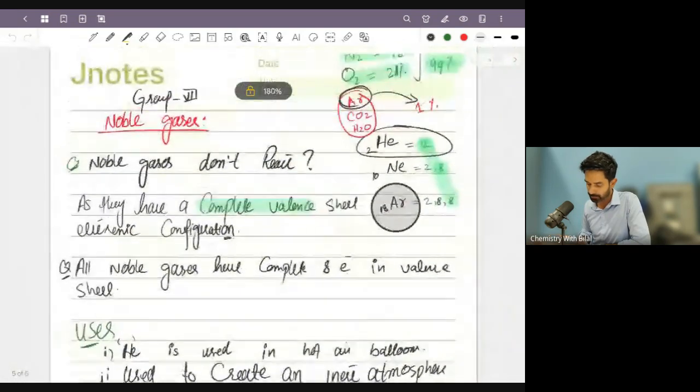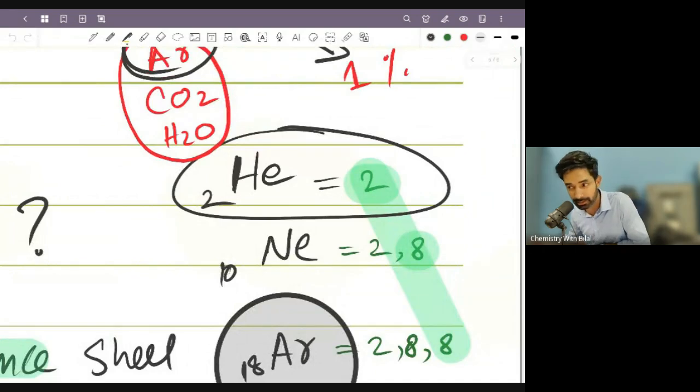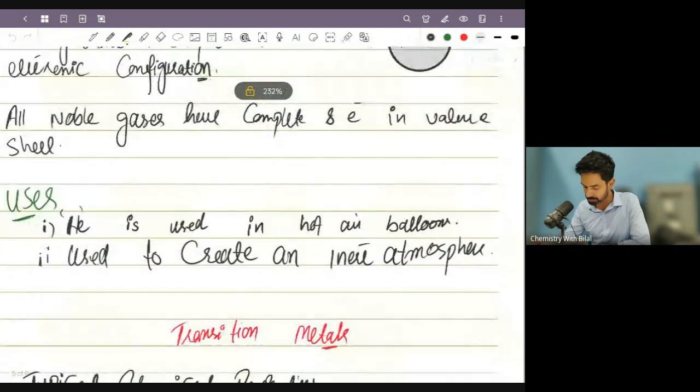Except the first element, which is helium. All other atoms have the complete 8 electrons in the valence shell. Helium has 2, which is complete as well. Noble gases are used to create an inert, unreactive atmosphere. Also, noble gases are used in hot air balloons.